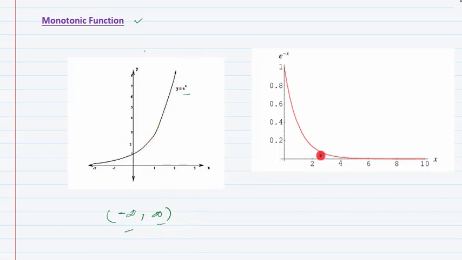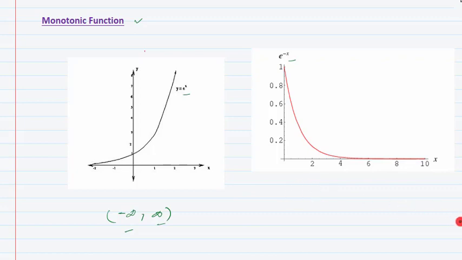Similarly, let us take the example of e power minus x. Here we observe that the graph is going on decreasing from minus infinity to plus infinity. So this is also a monotonic function because it is decreasing for the given interval.